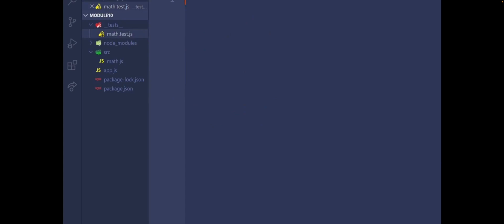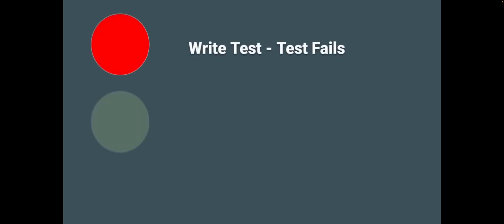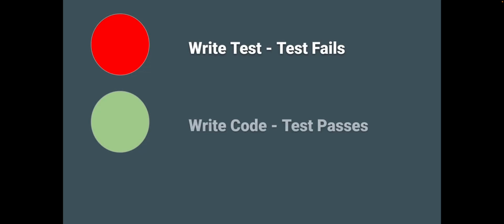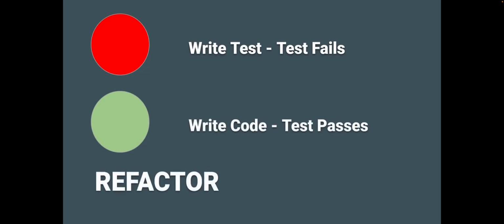math.test.js. Now, before I move forward, I'm going to mention that I will follow the TDD pattern for demonstrating this test. Red: write tests, test fails. Green: write code, test passes. Refactor: optimize my code now that the test has passed.